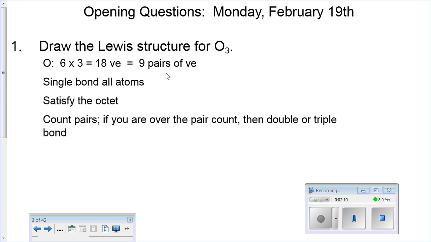After you count your pairs, write down all of the atoms in the molecule and single bond all of them. Then satisfy the octet. That means give every atom in your molecule 8 valence electrons. Last step, count your pairs. If you are over your pair count, meaning if I'm supposed to have 9 pairs of electrons, but my structure has 10, then I need to get rid of a pair and either double or triple bond some atoms within the molecule.